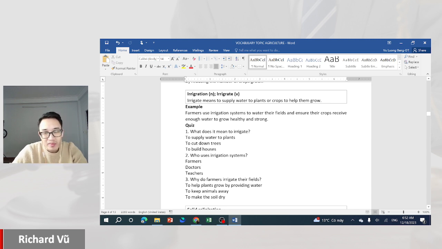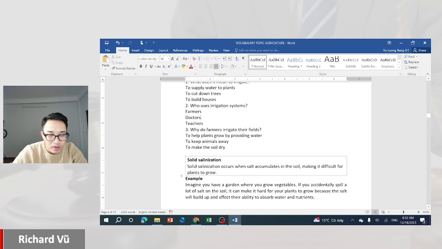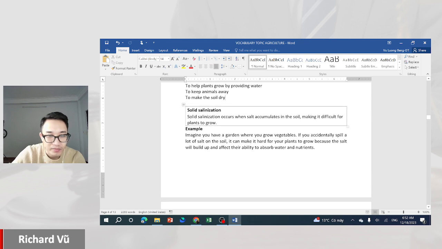Why do farmers irrigate the fields? To help plants grow by providing water, to keep animals away, or to make the soil dry. Let's comment your answer below. Why do farmers irrigate their fields? Farmers irrigate the fields to help plants grow by providing water. It's correct, isn't it?